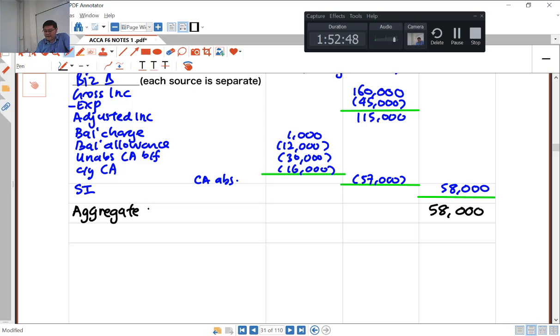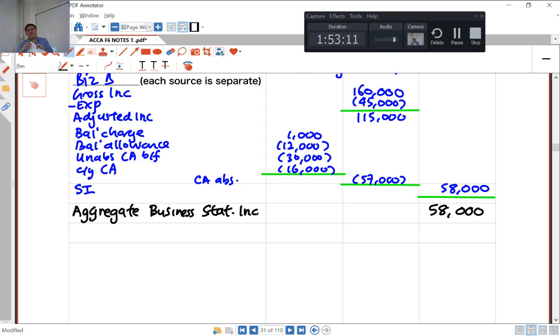So aggregate, now if you put aggregate of, but normally you don't do that. Aggregate business statutory income. See, now it's a logical English sentence. You are aggregating the SI of the business source. You put them all together.